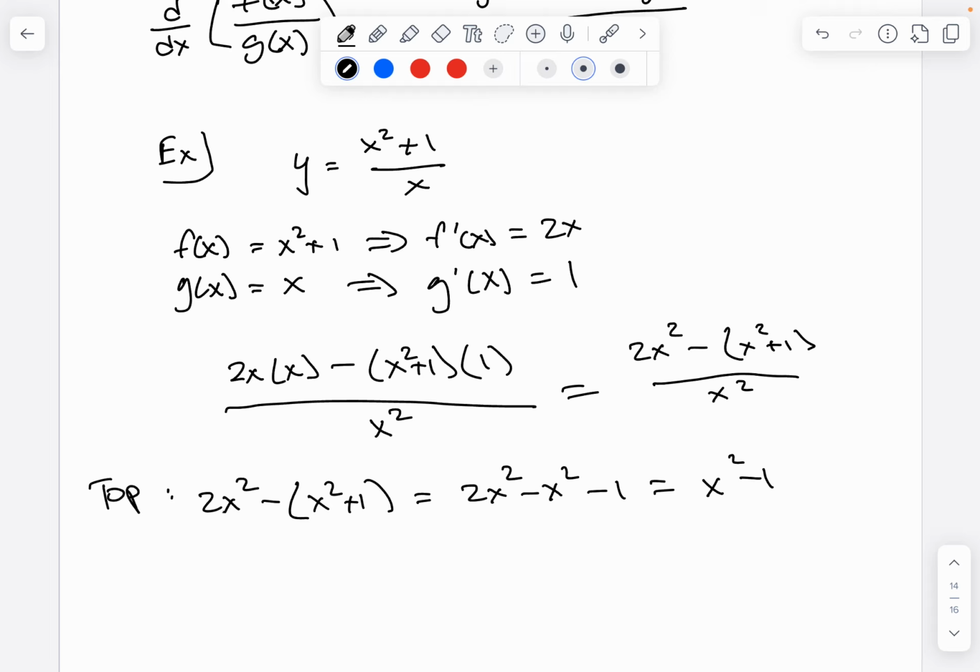So let's put that new thing up top. We have x squared minus 1 over x squared. And that cannot be simplified anymore, and that is our final answer.